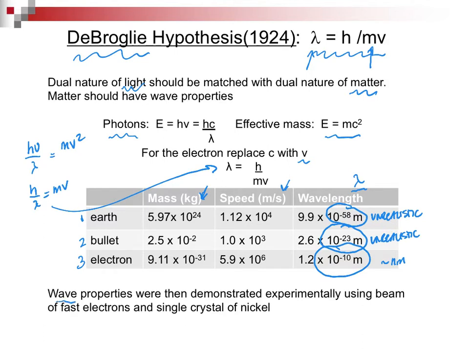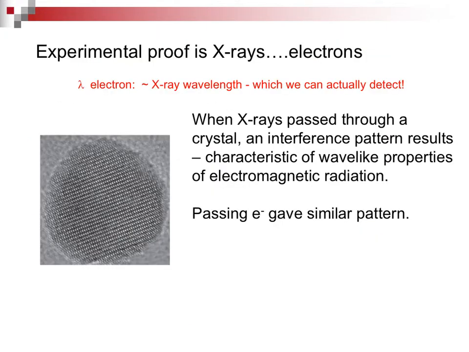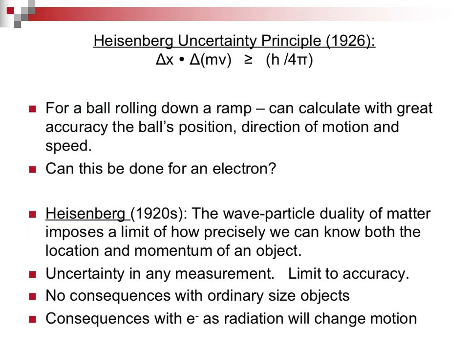Wave properties were then demonstrated experimentally using beams of fast electrons and single crystals, and in this case it was nickel. Important enough for me to say this on the next slide. They found that the wavelength of an electron was approximately the wavelength of an X-ray, and we can actually detect X-rays. So they have the pattern here from passing it through a crystal, and when they passed an electron through, it gave a similar pattern. Now this was really, really big, because we're trying to understand things.